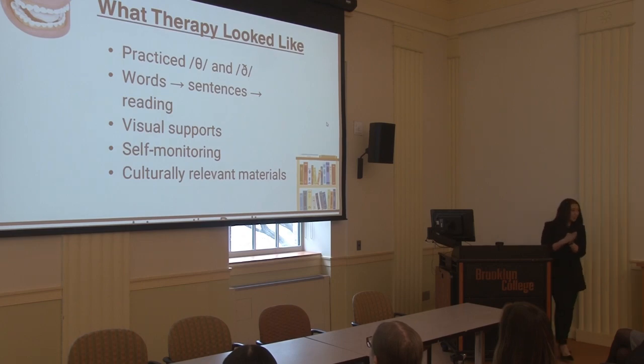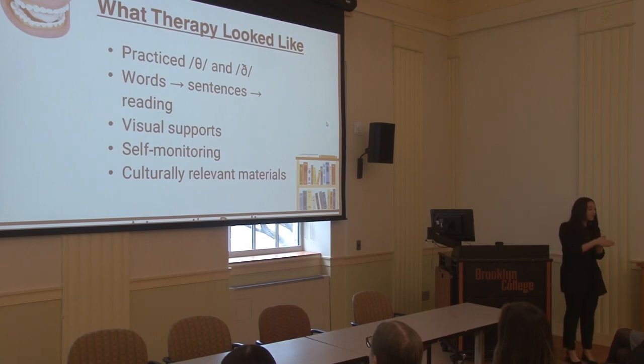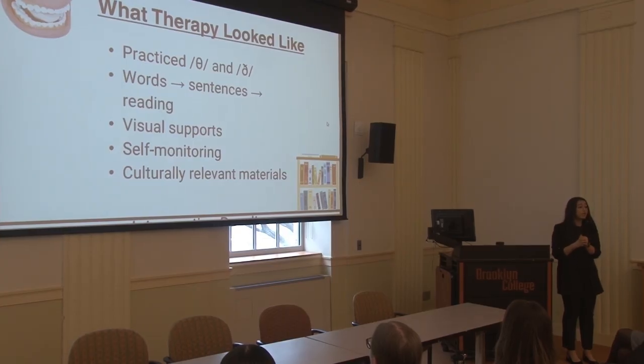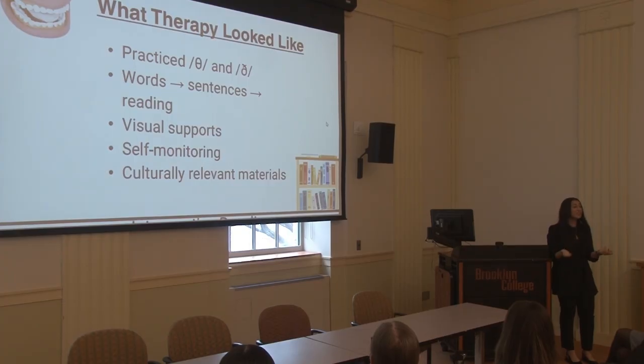So we practiced those two TH sounds, starting at the sound level, then progressing to word, sentence, and finally reading. I gave her different supports to make sure she had her own awareness of her productions, and I made sure whenever possible to include materials that were relevant and supported her culture. So she loves fashion. I would provide reading passages about Turkish designs and dress to help to celebrate and really highlight that her identity and culture was important.